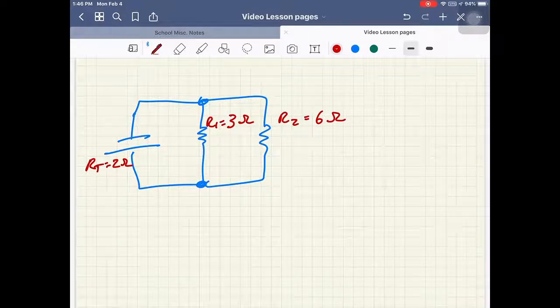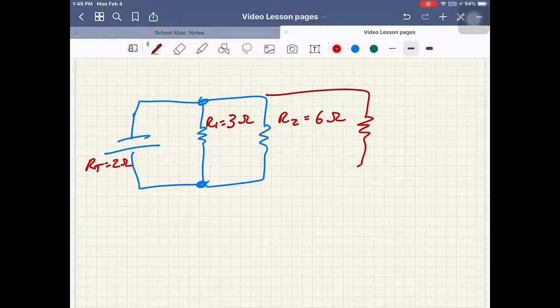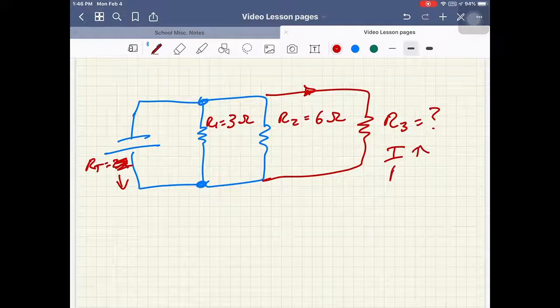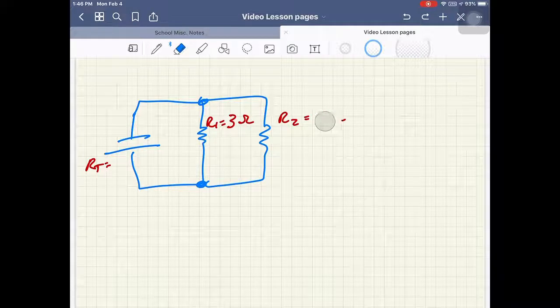As we add more branches onto here, and we'd have an R3, for example, we would add that in. RT would still go down. So as we add more branches, more current flows. As I goes up, our resistance is going to go down. So keep that in mind as we continue to go through a couple of these examples here. Let's use the, whoops.